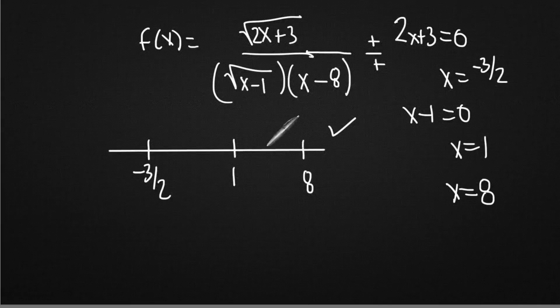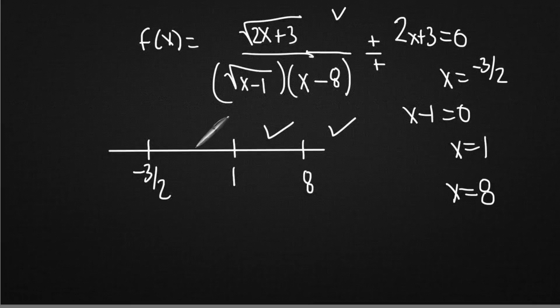All right, let's pick a number between 1 and 8, let's say 4. Okay, 2 times 4 is 8, 8 plus 3 is 11, check, I can take the square root of 11, no problem. 4 minus 1 is 3. I can take the square root of 3 because it's still positive. Check. 4 minus 8 is negative 4. Hey, I can have a negative on the bottom. No problem. Check.